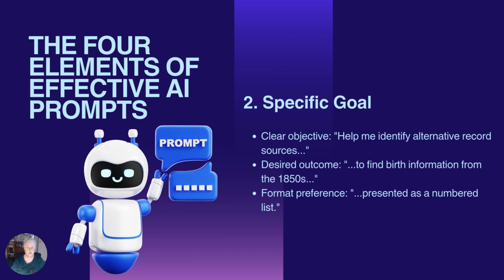Break that down further into 3 components. You need a clear objective. For example, help me identify alternative record sources for. You need to have a desired outcome. For example, to find birth information from the 1850s. And you'll need a format preference. For example, you might ask it to present as a numbered list.